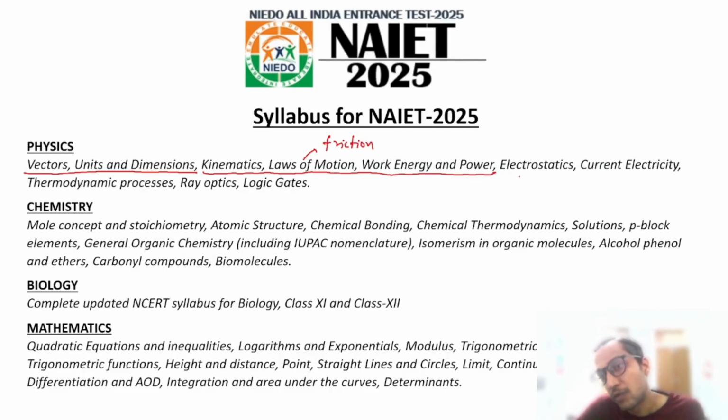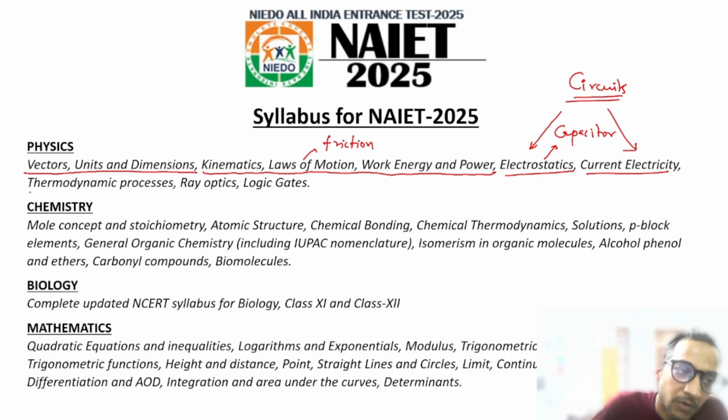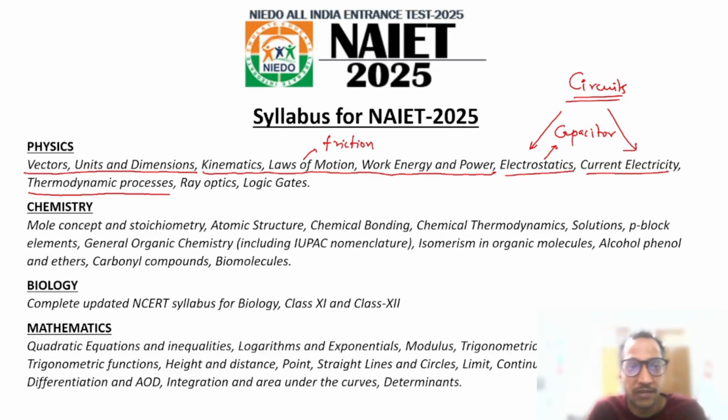We move on to the 12th part. We have electrostatics, current electricity. In electrostatics, capacitor will be included, of course. And these are like the circuits. If you know how to solve the circuits, then your basics of electrostatics and current electricity will be pretty much clear. Then we also have thermodynamic processes like isobaric, adiabatic process, isothermal process. Then we also have ray optics and logic gates, which are also analytical in nature.